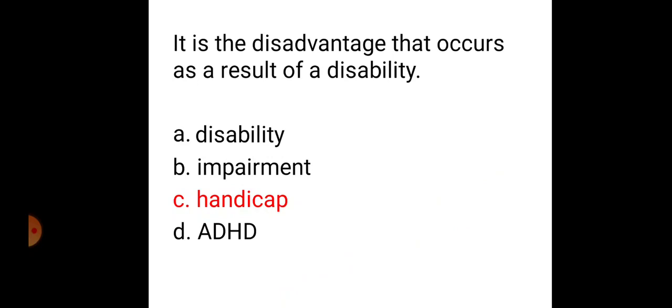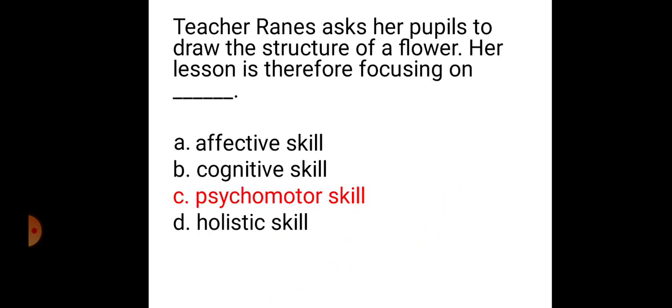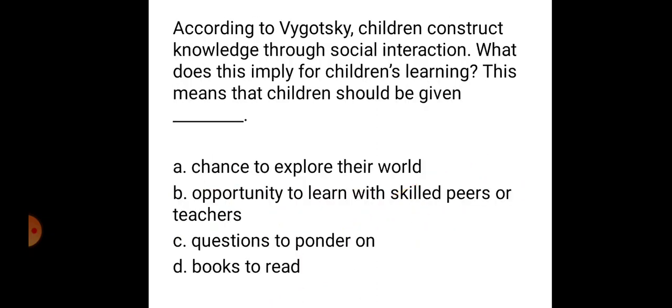Basta broad kayo ni siya, and I guess you already discussed this one in your Prof Ed 5. It is the disadvantage that occurs as a result of disability. Answer is handicap. Teacher Anis asked her pupils to draw the structure of a flower. Her lesson is therefore focusing on drawing. Therefore, they are moving their motor skills. Answer is psychomotor skill. According to Vygotsky, children construct knowledge through social interaction.